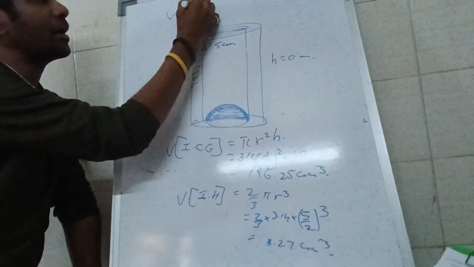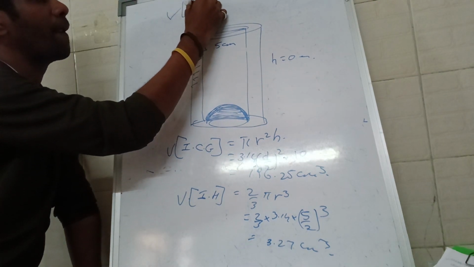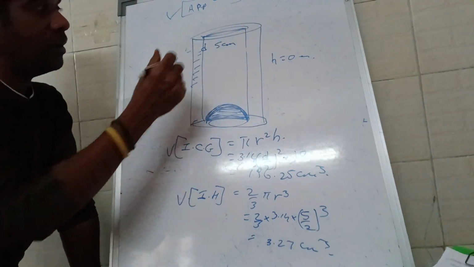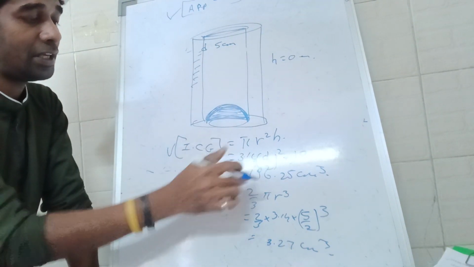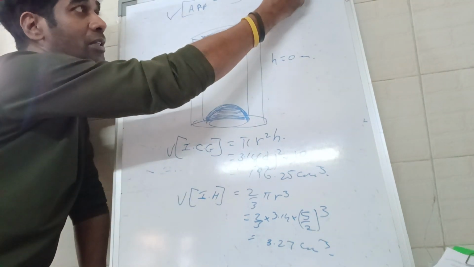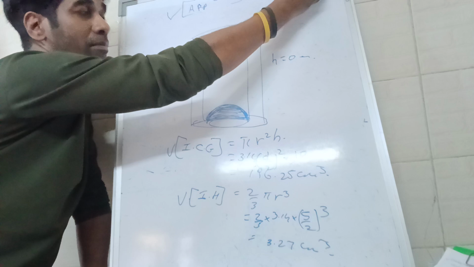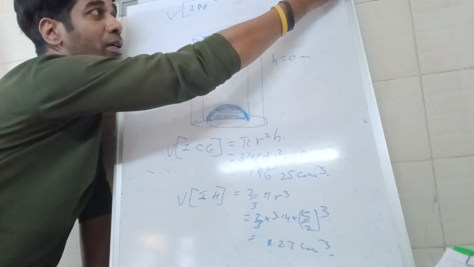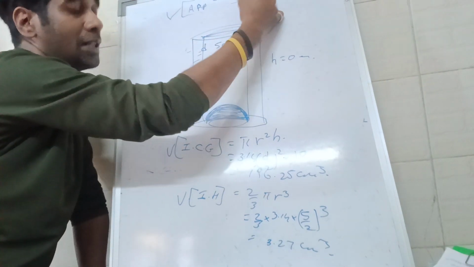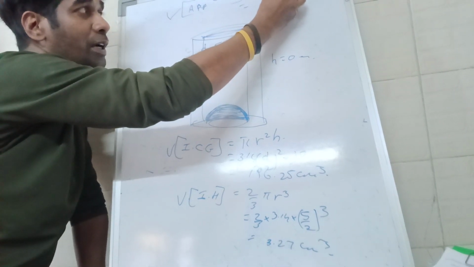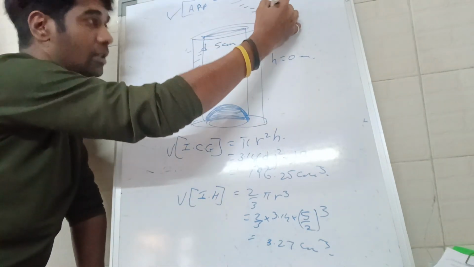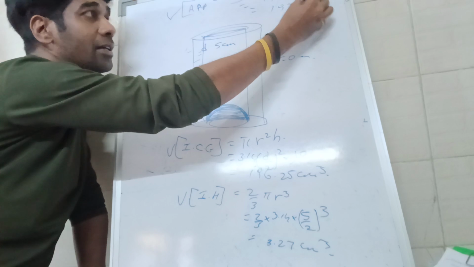Now the apparent capacity of the glass is the volume of the inner capacity of the glass minus the volume of the inner hemisphere. That will give me 196.25 minus 3.27, that is 192.98 centimeter cube.